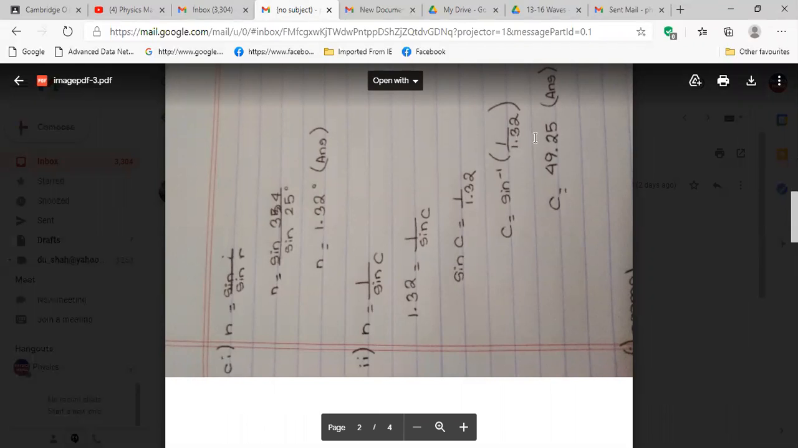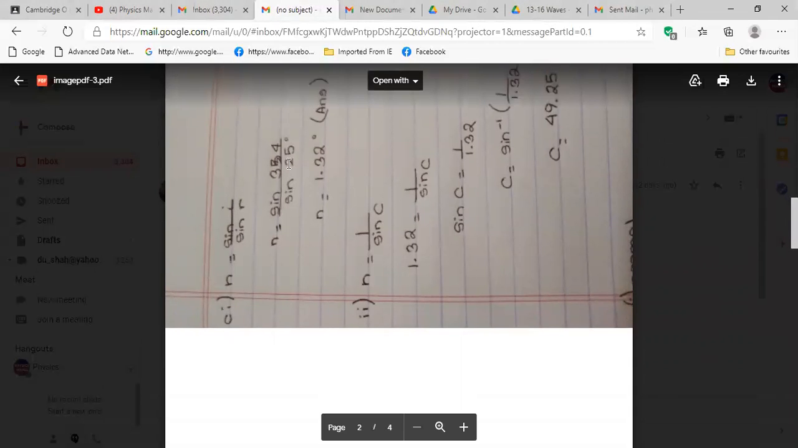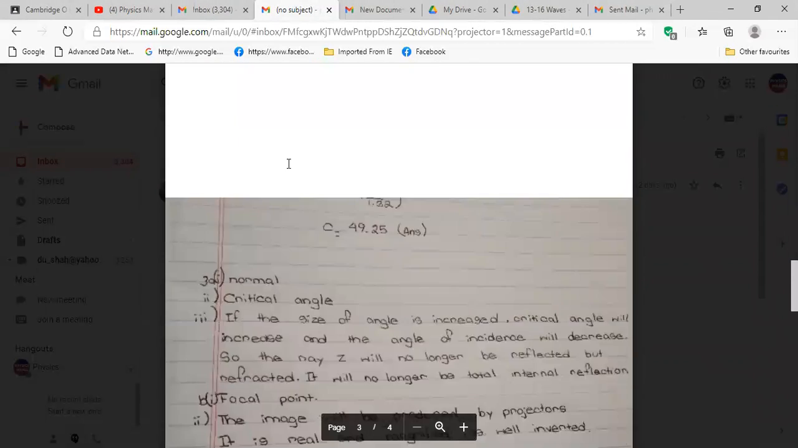Here you correct it. After writing 0.25, you give degree. Okay? Yeah, right here, degree. So it's correct. Your answer, this one is also correct. Here you give a tick. This one is correct.